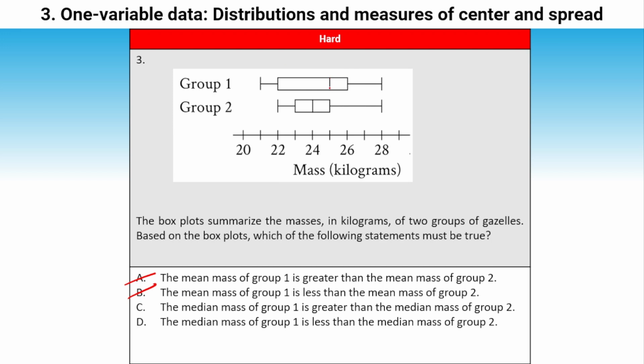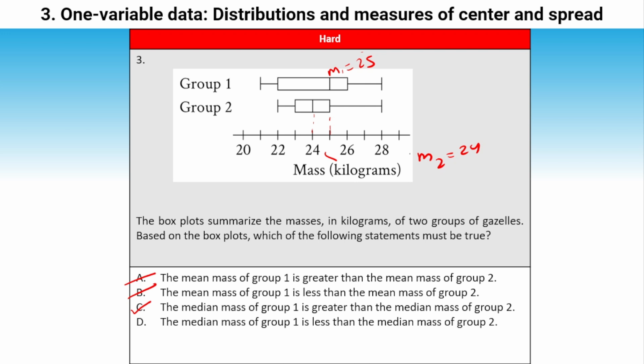So this bar will give the median. If you see here, this is 25. If you see this bar, this is 24. So the median of the second is 24, and the median of the first one is 25. So this bar gives the median, right? So the median of group one is greater, right? So C is your answer.